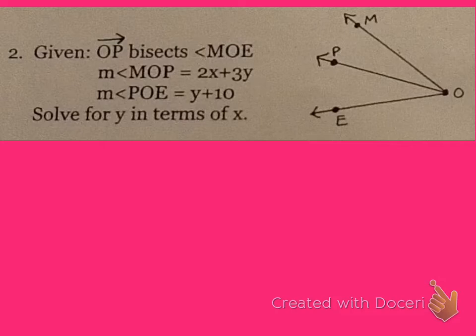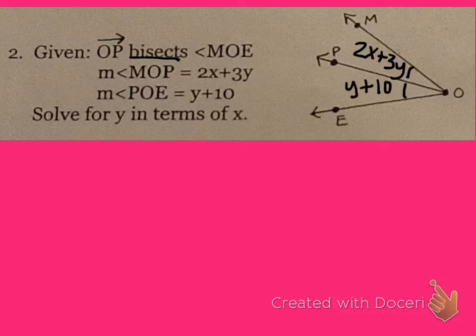So the first thing it says is that ray OP bisects angle MOE. And I know whenever I bisect something, I'm creating two smaller congruent things, which means these two smaller angles are congruent, and that's very, very important for understanding this problem. We also know that the measure of angle MOP is 2x plus 3y, so I'm going to put that in that angle. And then the measure of angle POE is y plus 10.